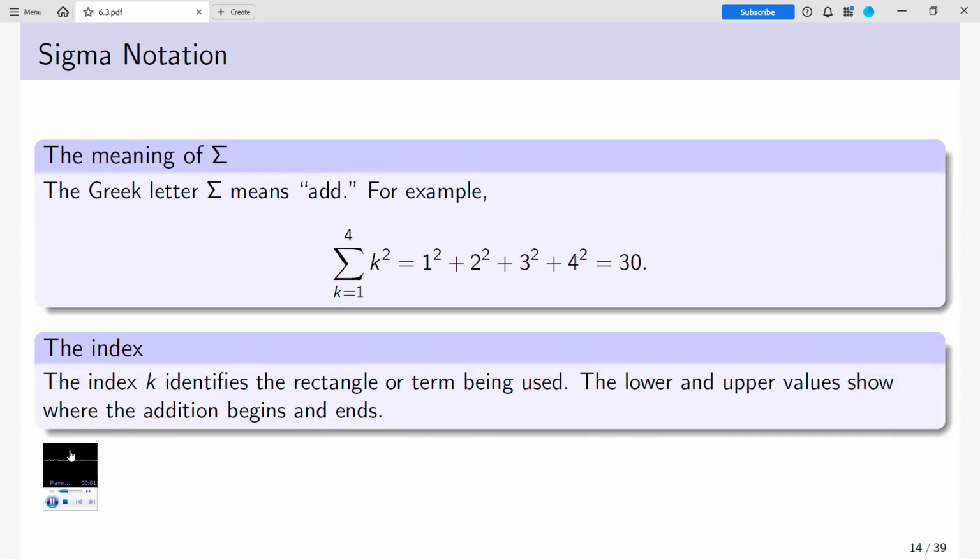Sigma notation compresses a long addition into one symbol. The index tells us which terms to include. Without sigma, Riemann sums would look nightmarishly messy.